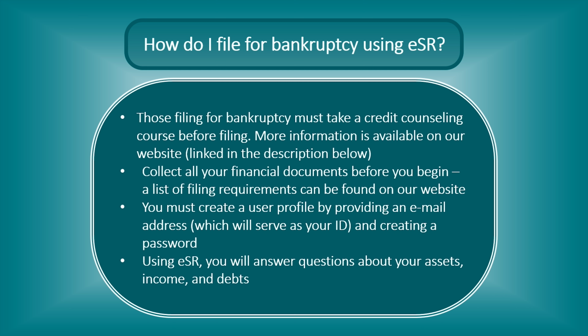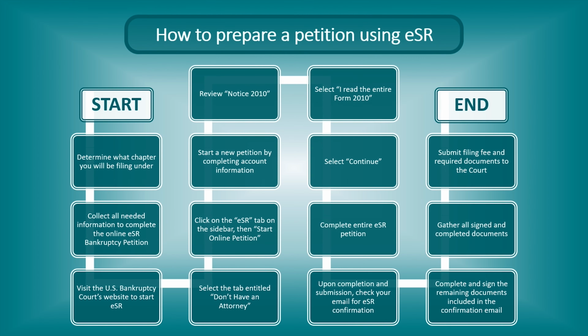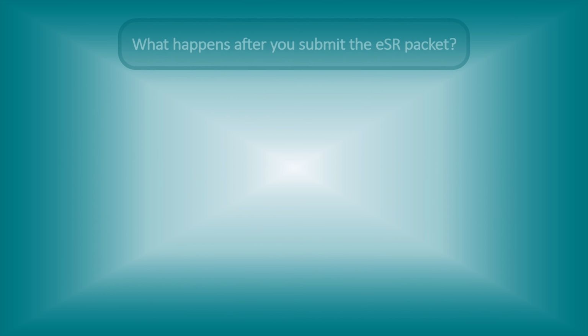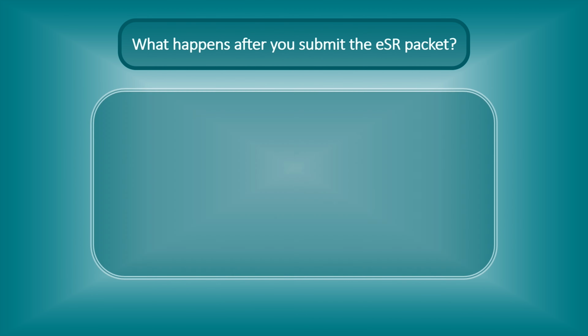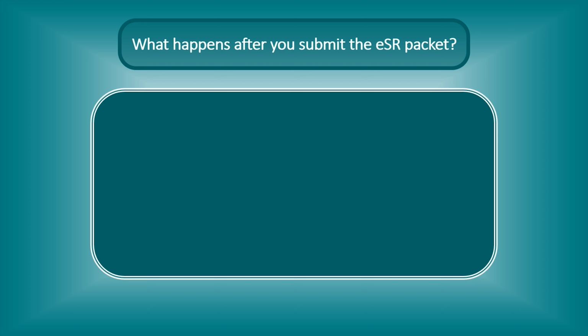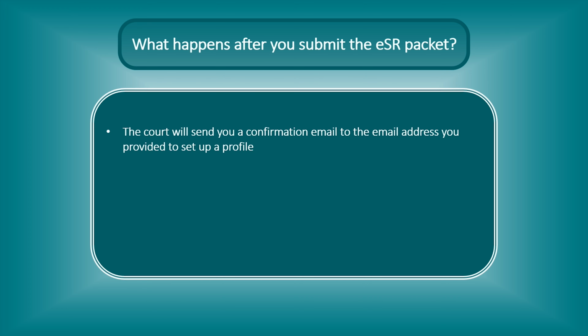Here's a flowchart on how to navigate preparing your petition using eSR. This flowchart is also available on the court's website and will be linked in the video description below. After you submit your petition, schedules, and statements via the eSR system, the court will send you a confirmation email to the email address you provided upon setting up your profile.